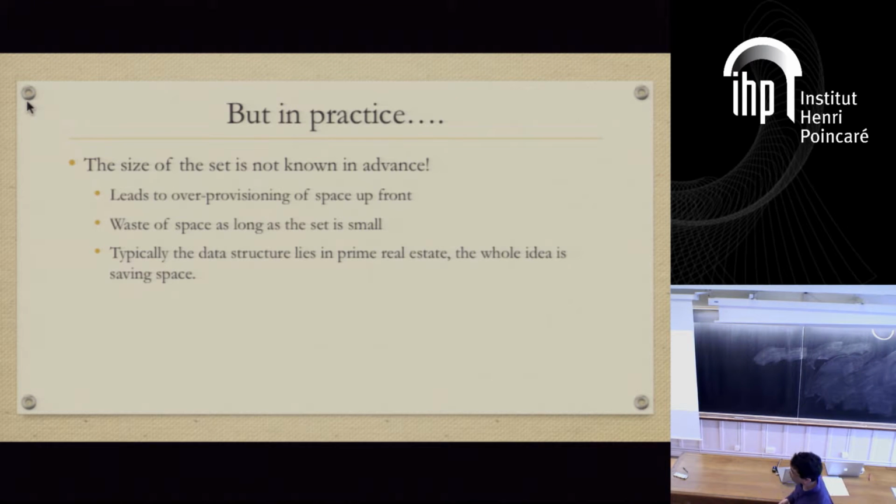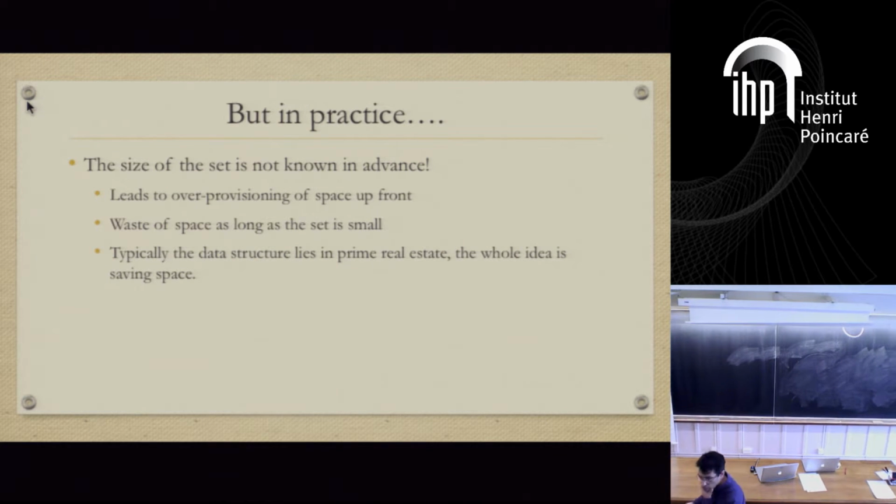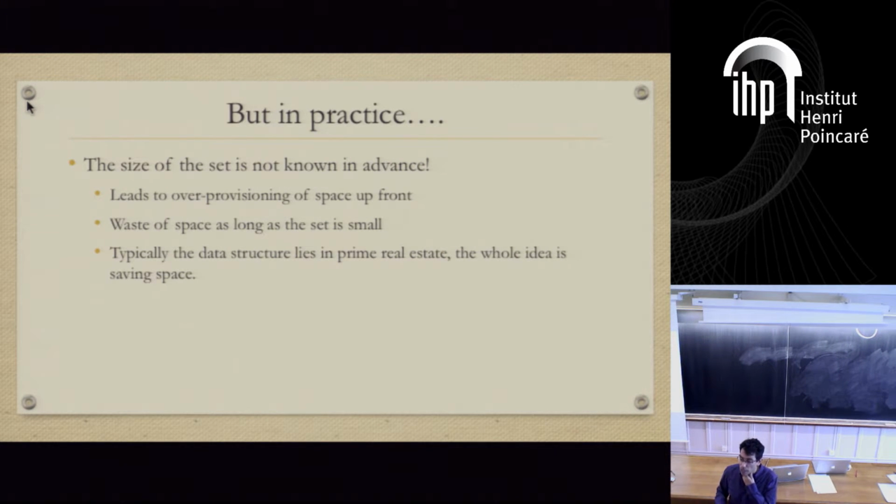OK, so what did we do? When we're thinking about practical implementations, one of the main differences between the theory and practice is the assumption that n, the size of the set, is known in advance. All the upper bounds assume that. While in practice, items arrive one by one, and often we do not know that size. And provisioning for the largest n that we can think of up front leads to over-provisioning and waste of space as long as the set is small. And if we missed our prediction, then it's a waste of space.